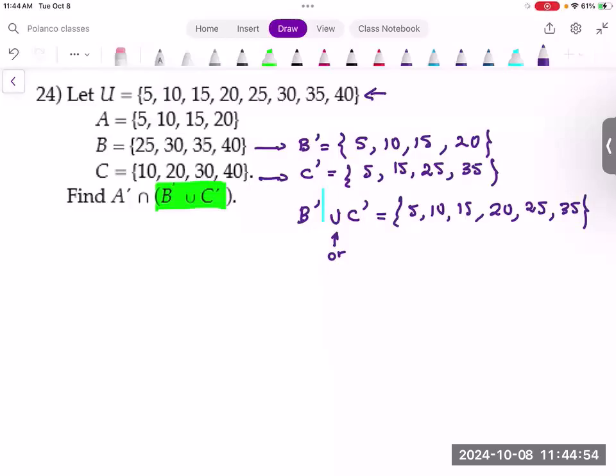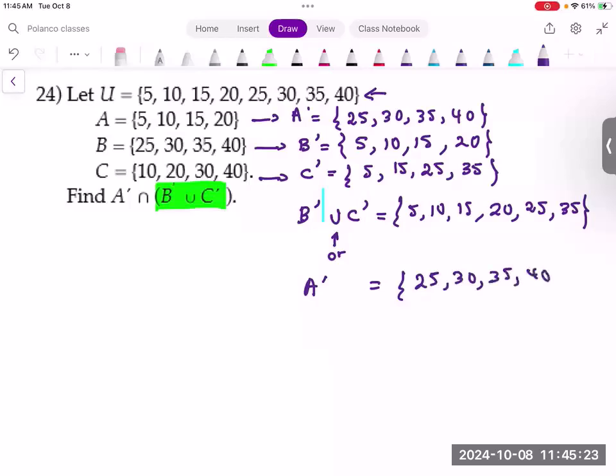Yes? Now, what is A prime? A prime, I can get it from here, right? So A prime, anything except 5, 10, 15, and 20. So what's it going to be the numbers? 25 is good, 30 is good, 35 is good, and 40 is good, right? So now I'm going to copy the A prime in here again. 25, 30, 35, and 40.